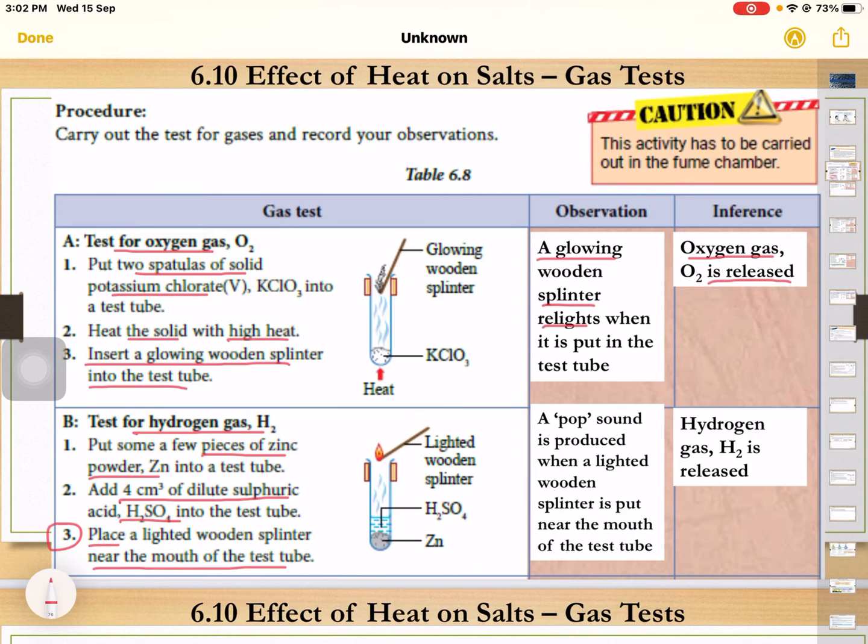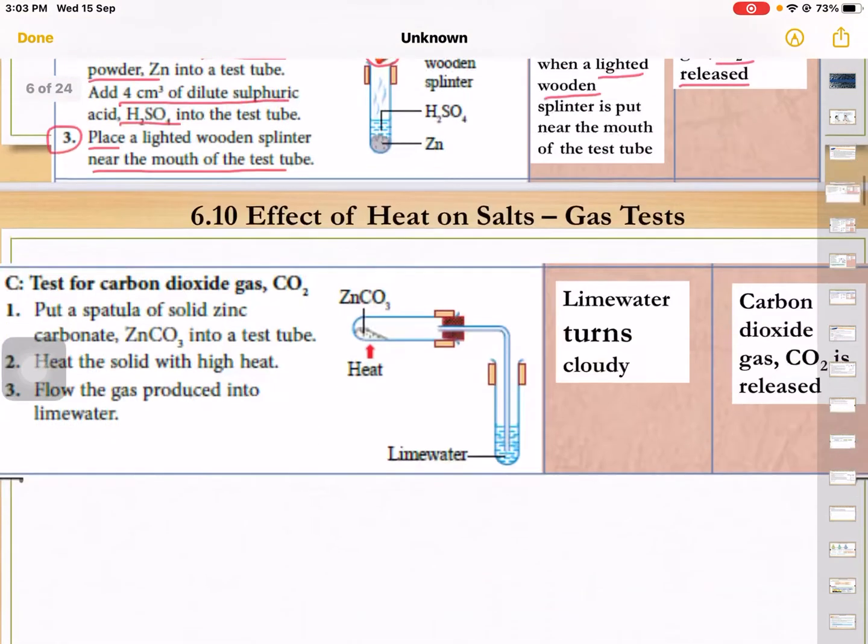Okay, so it should be like this lah. So kita kena insert lighted wooden splinter dekat mulut test tube tu. Okay, and then if there is the presence of hydrogen gas, we can hear a pop sound produced when a lighted wooden splinter is put near the mouth of the test tube. When a pop sound is produced, it means hydrogen gas is released. Okay, the reaction of metal and acid produces salt and hydrogen gas.